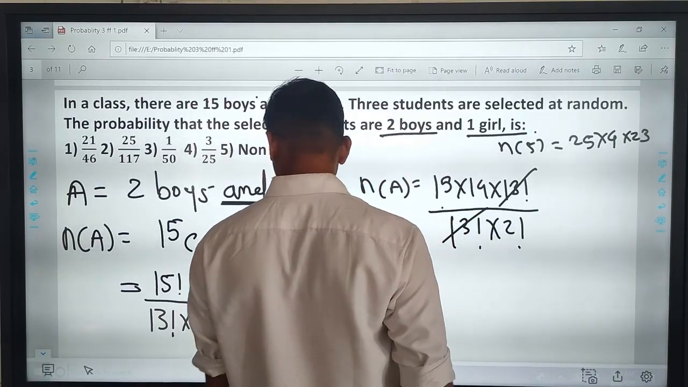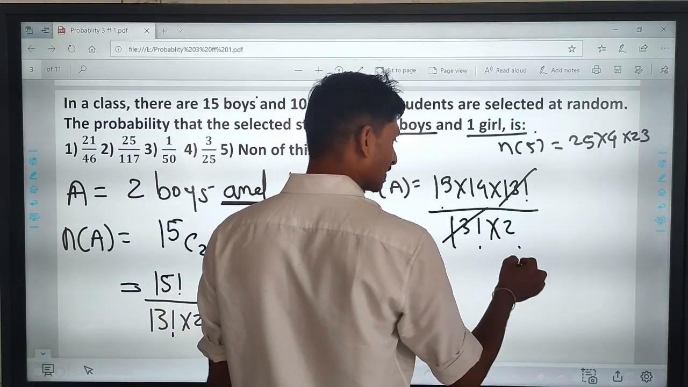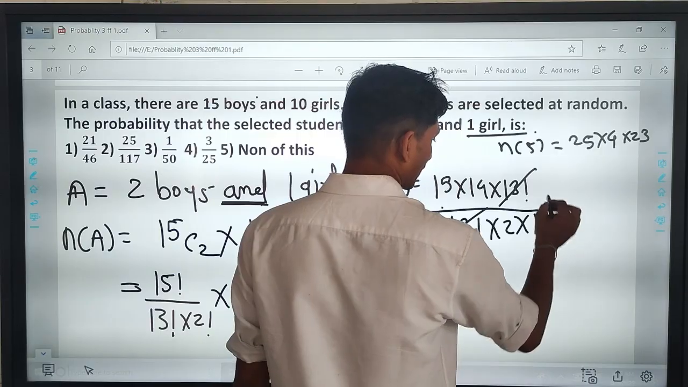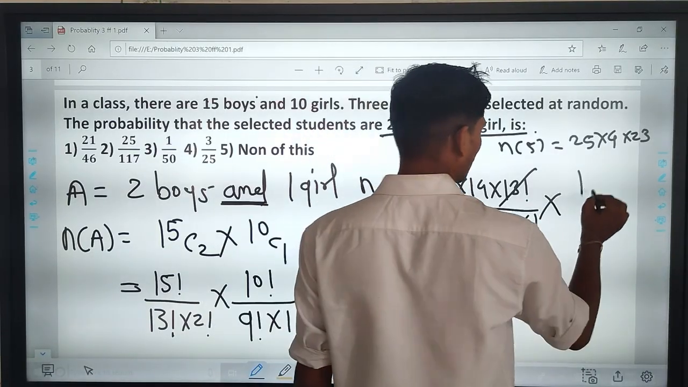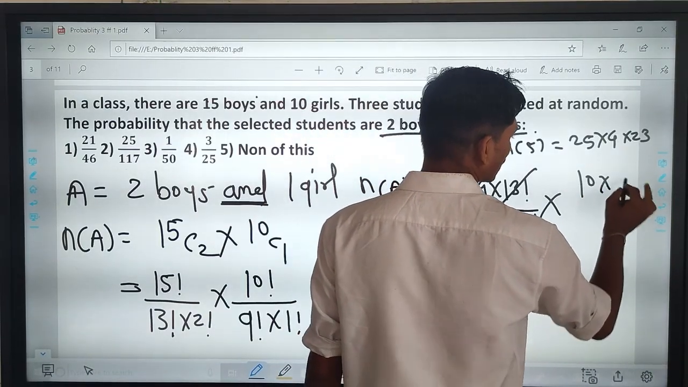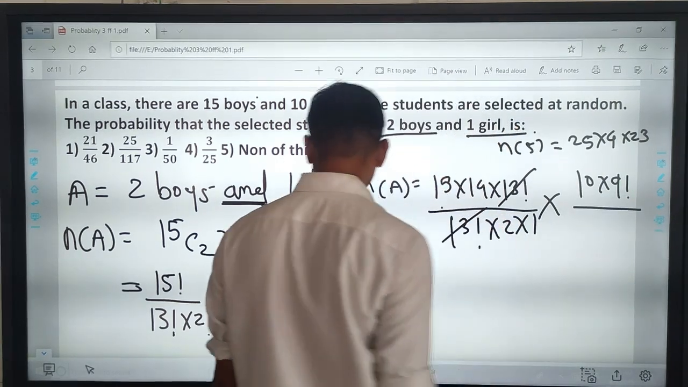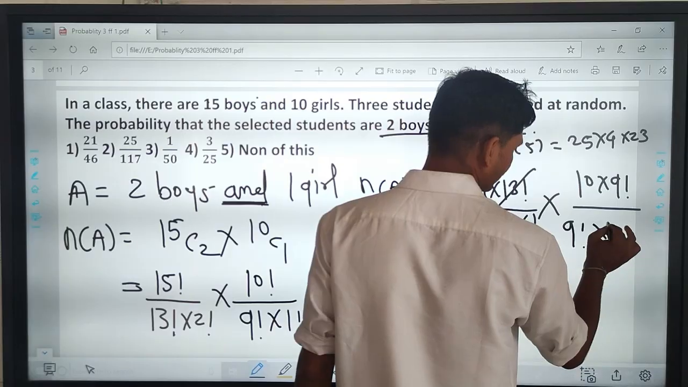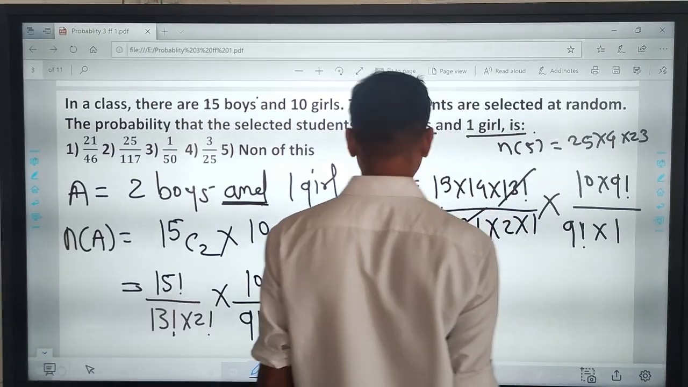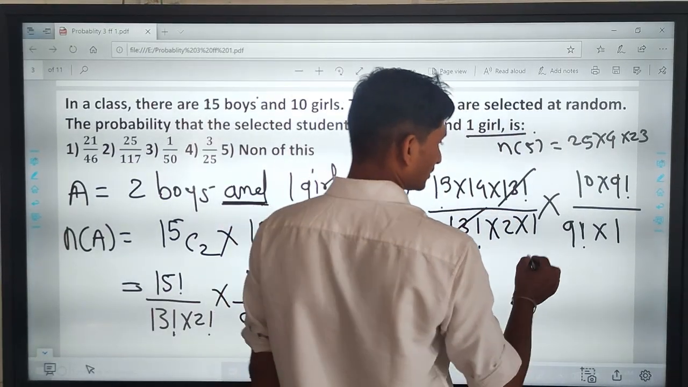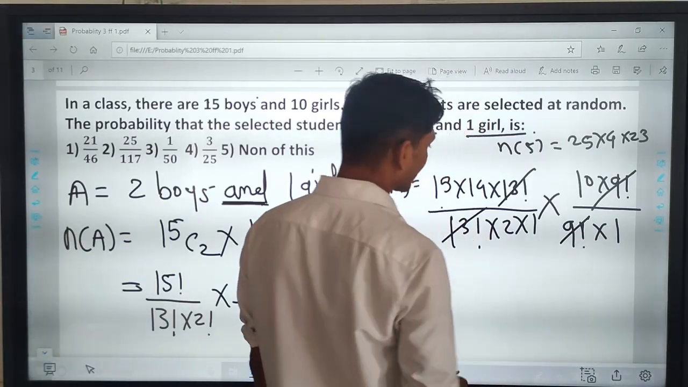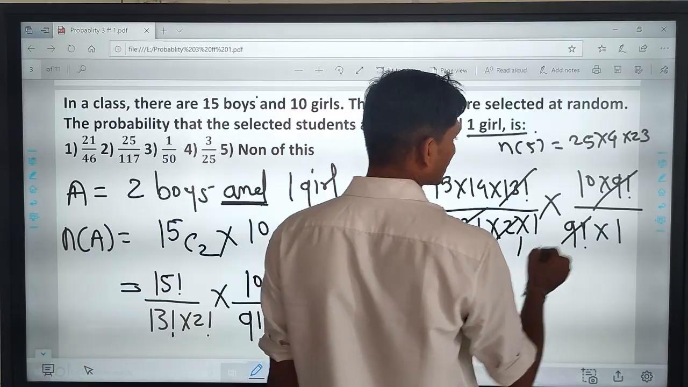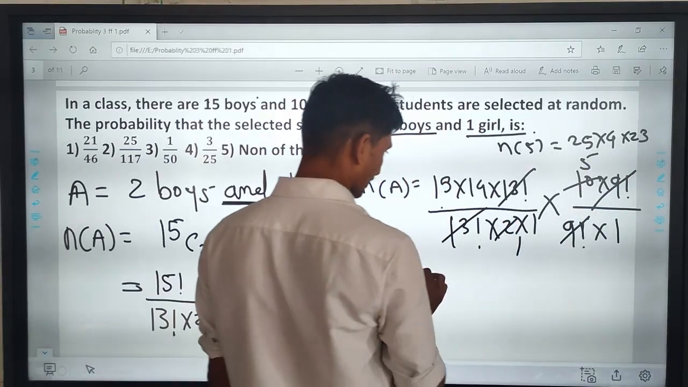13 gets cancelled. 2 factorial means 2 into 1. 10 factorial is written as 10 into 9 factorial, divided by 9 factorial into 1 factorial, which means 1 into 1. Here 9 factorial gets cancelled. Here 2 remains. 2 1s are 2, 2 5s are 10.